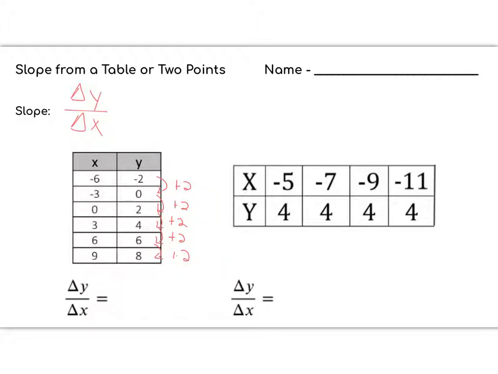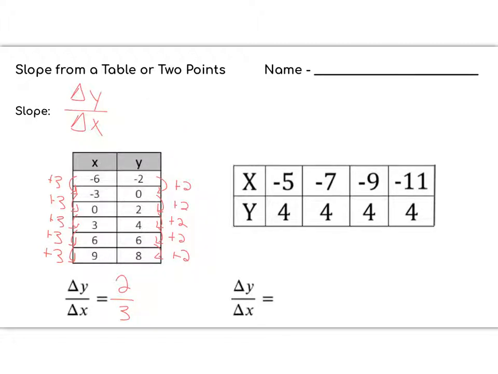So what's the change in my y for this table? For this set of points, my change in y, my delta y, is +2, right? So now let's look at the x. How do I get from -6 to -3? I add 3. From -3 to 0, I add 3. From 0 to 3, add 3. 3 to 6, add 3. 6 to 9, add 3. So my change in my x coordinates is 3. So change in y over change in x is 2/3. The slope of this line is 2/3. If we were to graph these points and do the slope triangle, we get the same thing.